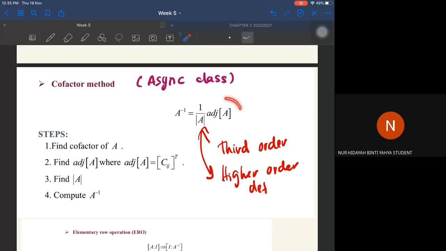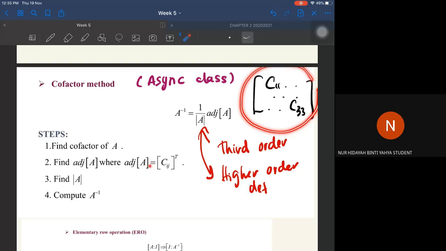So macam mana nak dapat the adjoint of A here? You dah belajar macam mana nak cari cofactor of the matrix. Okay. The previous class last week for your asynchronous class, saya dah suruh awak belajar macam mana nak cari cofactor matrix. Okay. So kalau cofactor matrix maksudnya merangkumi semua lah daripada C11 sampai C33 ni. Okay. So macam mana you nak cari the adjoint of that matrix? So you kena transpose this cofactor matrix, so you akan dapat adjoint.